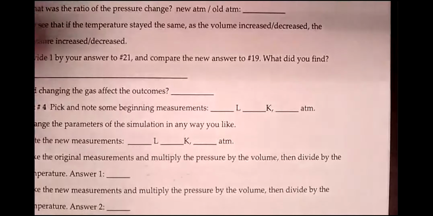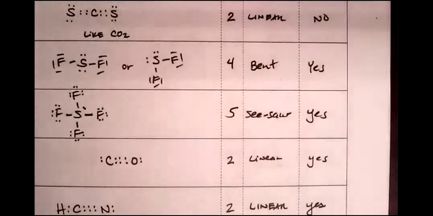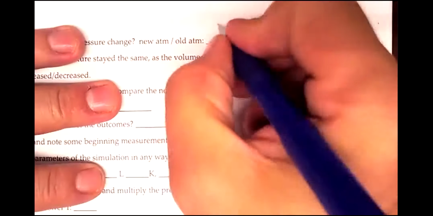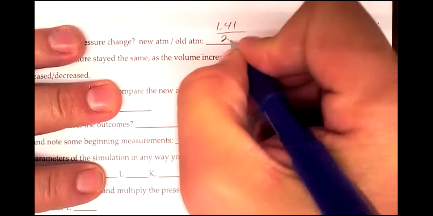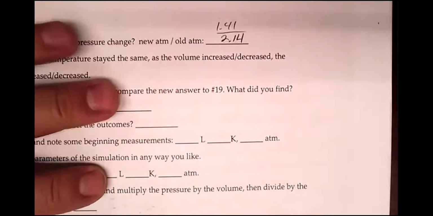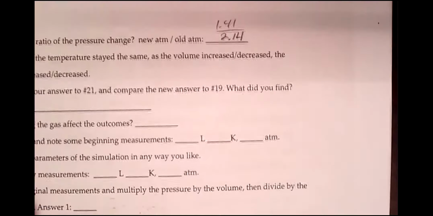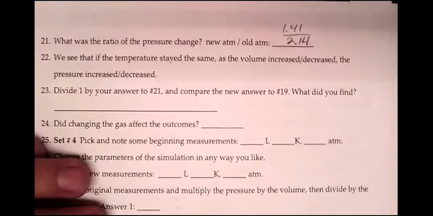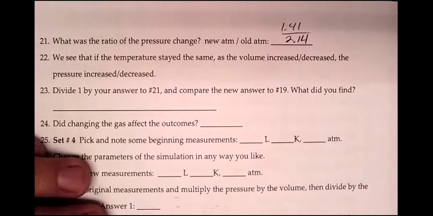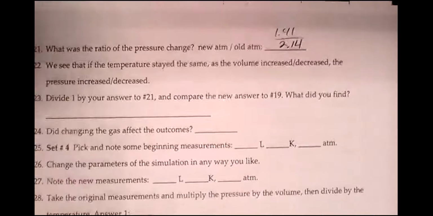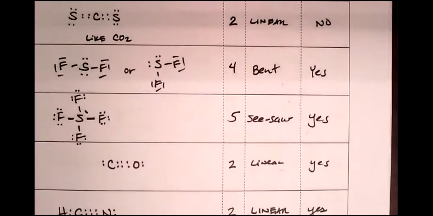Okay, so what was the ratio of the pressure change? The new over old was 1.41 over 2.14. Did I get that right? I'm just saying I didn't put old over new, right? I put new over old.